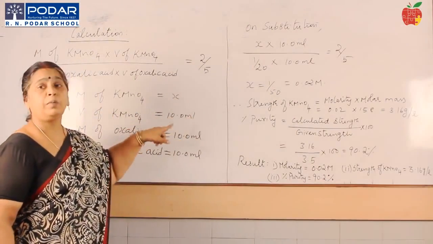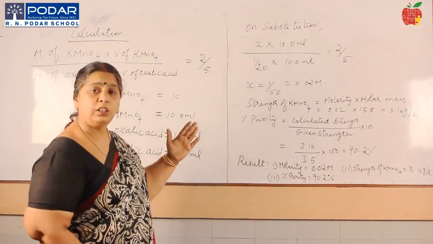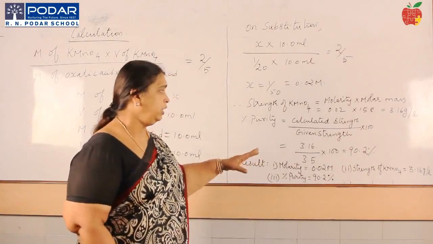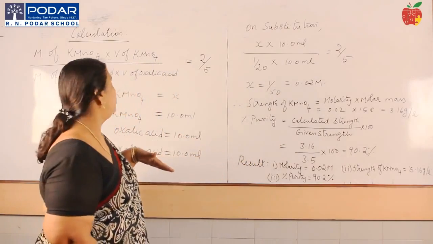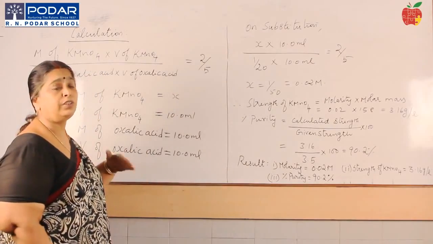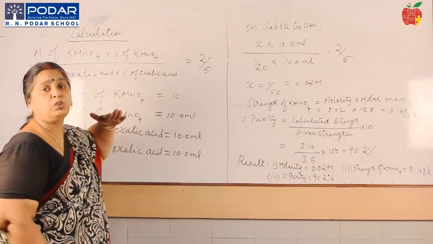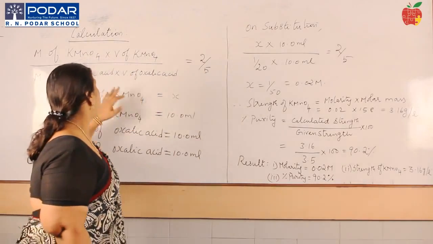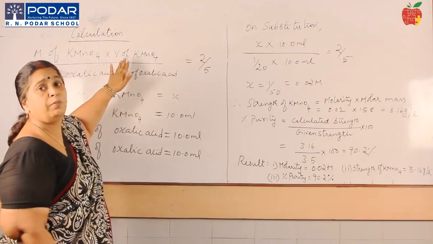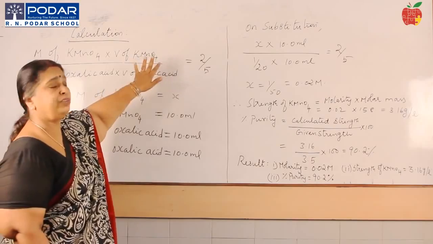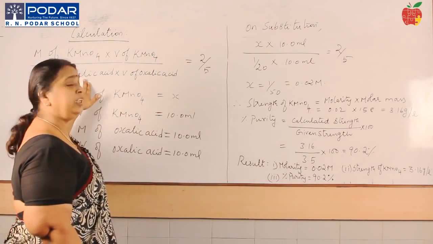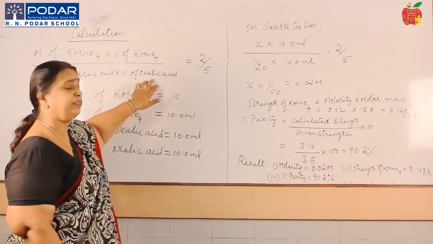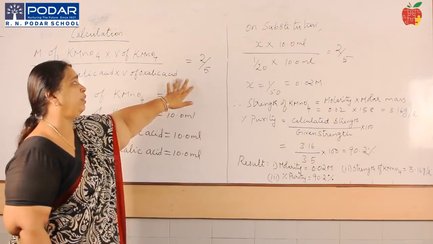So after having completed the observation table and having got the attestation from the examiner, then you can proceed with the calculation. So how to go about the calculation? First give the formula. What are you supposed to find out? You are supposed to find out the molarity of KMnO4. So molarity of KMnO4 multiplied by volume of KMnO4 divided by molarity of oxalic acid multiplied by volume of oxalic acid equal to 2/5. What does this mean?